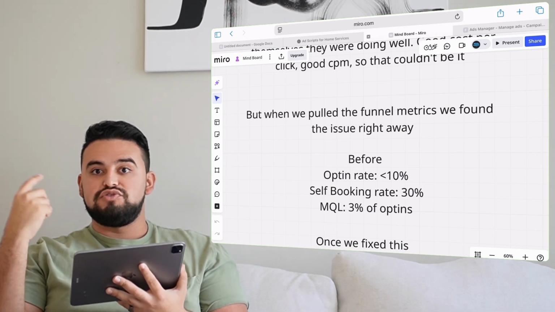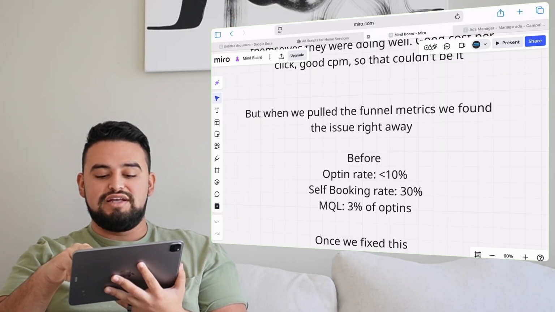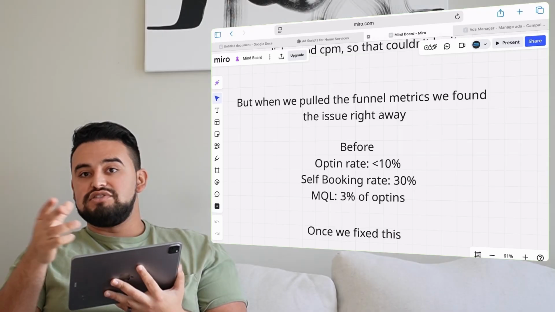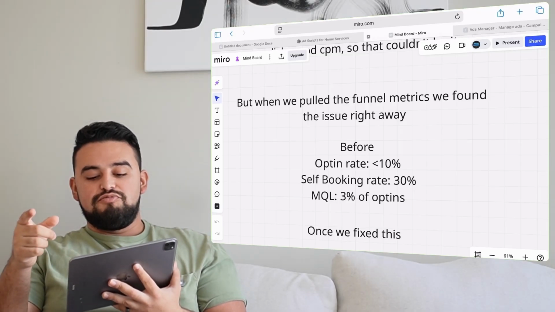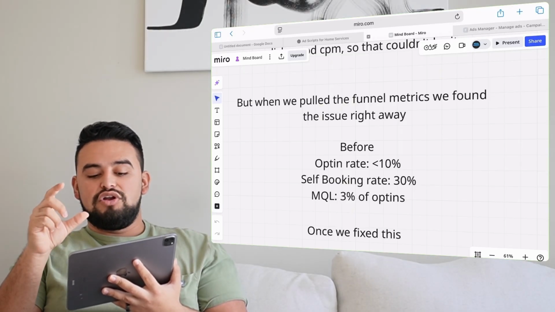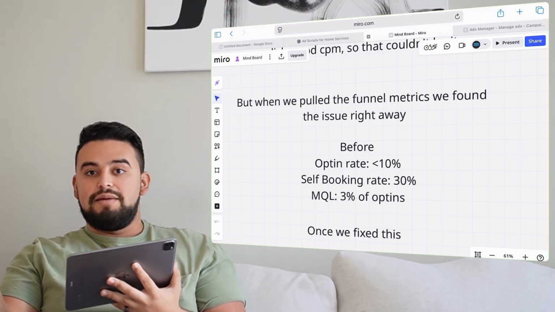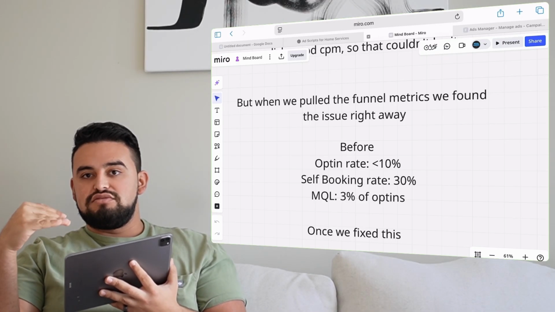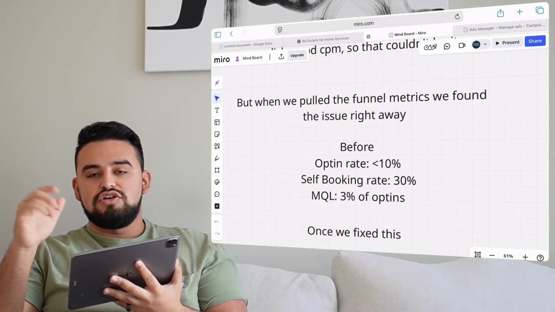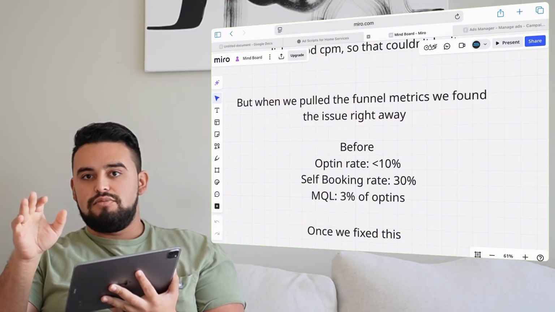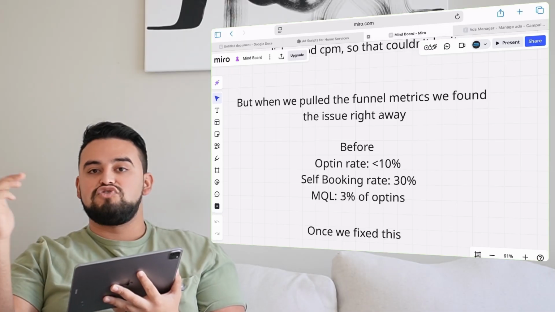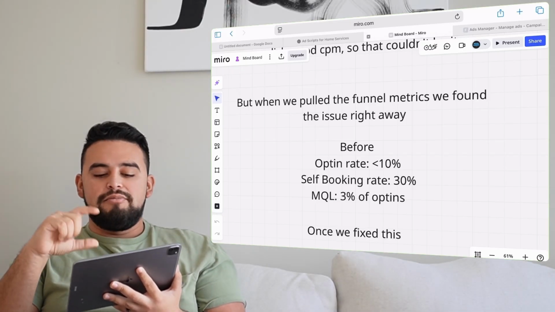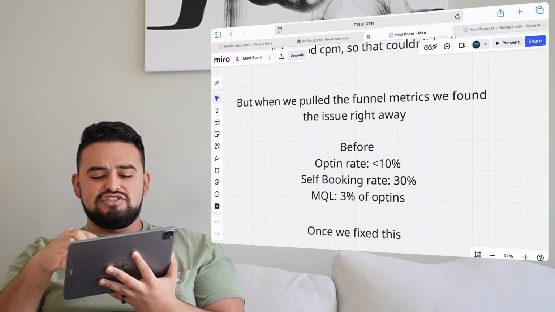So we pulled their opt-in rates, we pulled their booking rates, and we pulled their marketing qualified lead rates. Before fixing the funnel, their opt-in rate was less than 10%. Their self-booking rate was 30%, and their marketing qualified leads were 3% of the opt-ins, which means that if they had an 8% opt-in rate, 3% of the overall opt-ins were qualified, right? This is terrible. We want an opt-in rate between 7.5 and 12.5%. Above 10 is great, 7.5 is like bare minimum, and then 10 is good, you know?